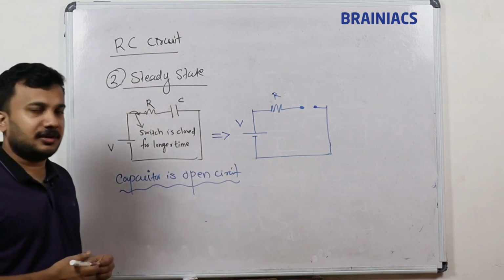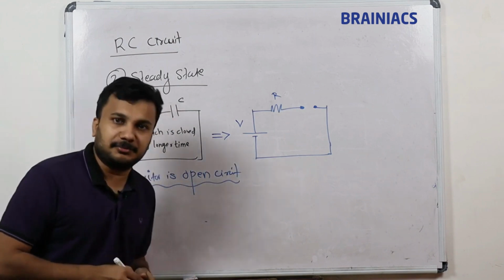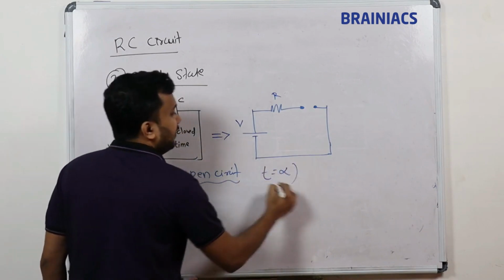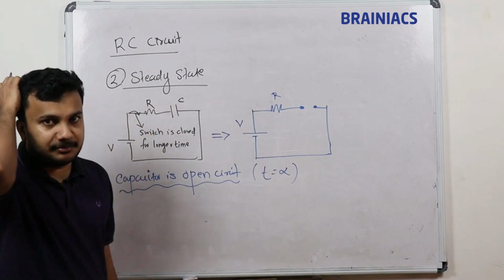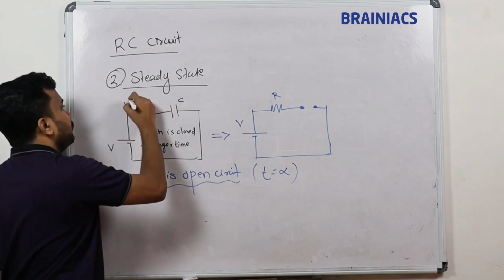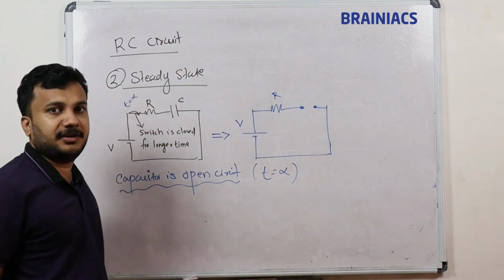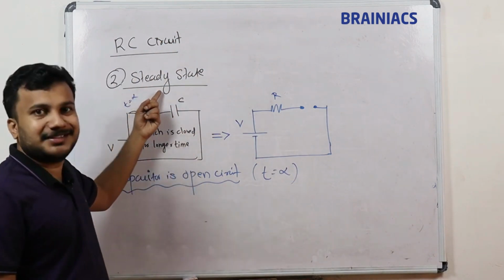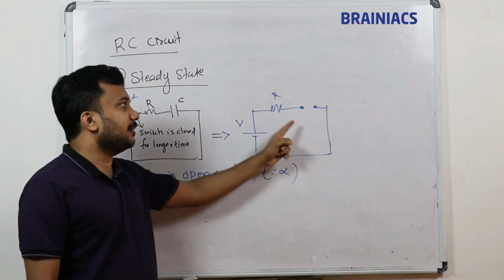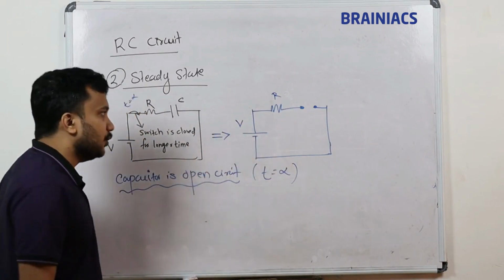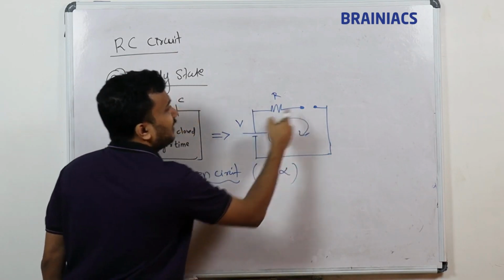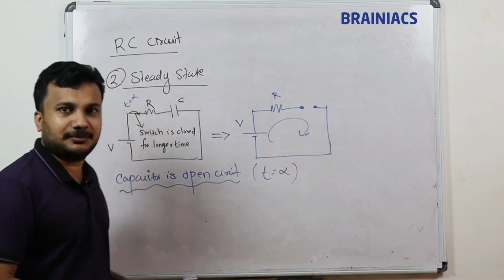When you see the words switch is closed for a longer time, it means the time t is equal to infinity, that is, after a very long time since the switch was closed. If you see such words in the question, then that is also called a steady state, and during the steady state the capacitor will act as an open circuit. So in this circuit, can you tell me what the current will be here? Current cannot flow because the wire is broken.